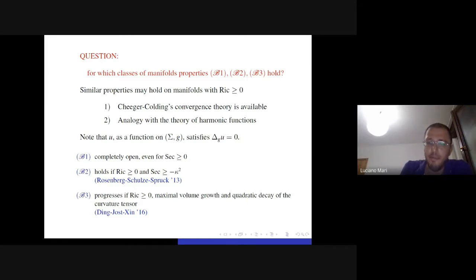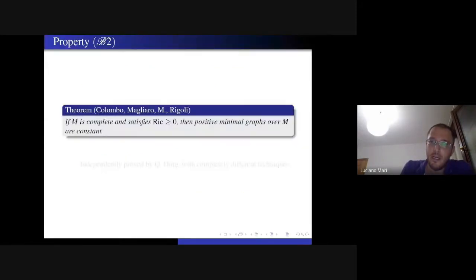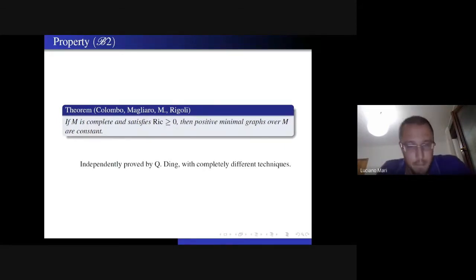The problems B2 and B3 are very much related and can be addressed by similar techniques. B1 is much harder. And this is the theorem I want to talk about in detail. If M is a complete manifold and only under the assumption that the Ricci curvature is non-negative, then positive minimal graphs over M are constant. And this has been independently proved by Ding with completely different techniques.